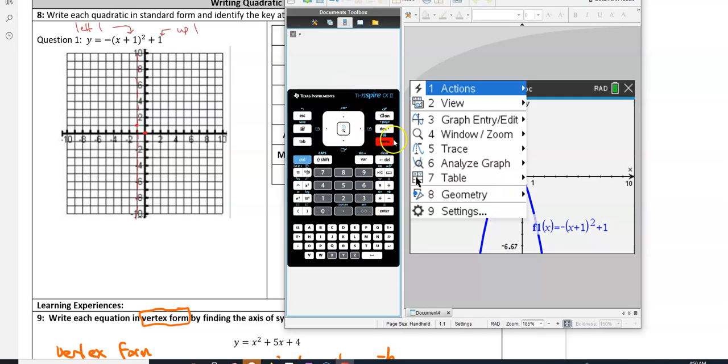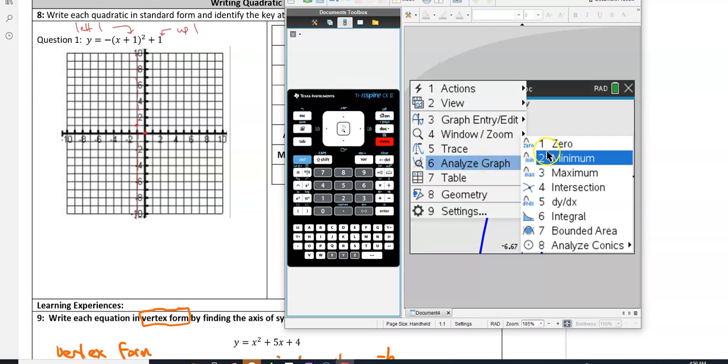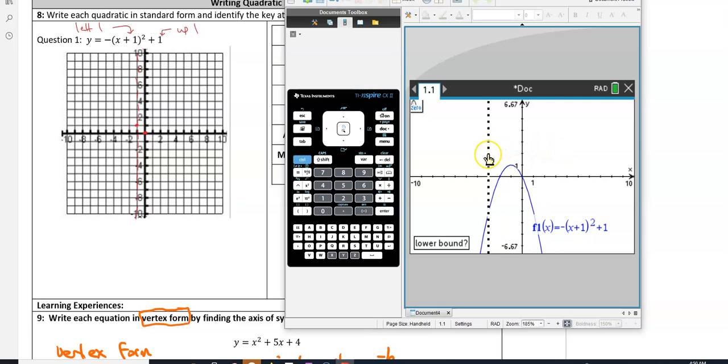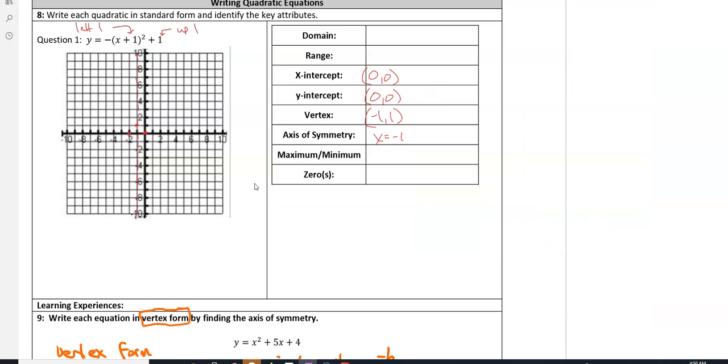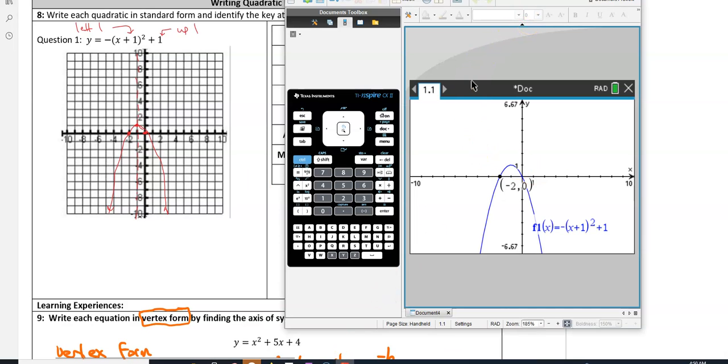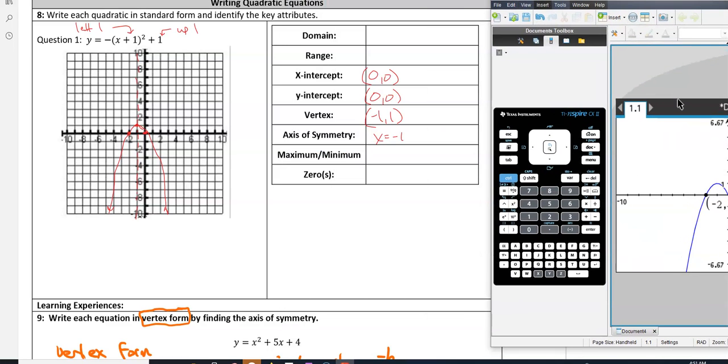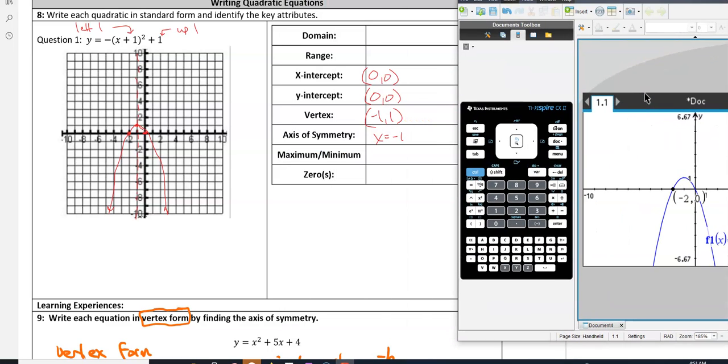You can check it to make sure. You could do analyze and find the zero. And watch, I can click from there to there and see it's -2, 0. I could check that just to make sure. So it's -2, 0 and 0, 0. All right. And I can make my graph like that, to match that right there. And so I've got everything I need now to figure out the rest of this.